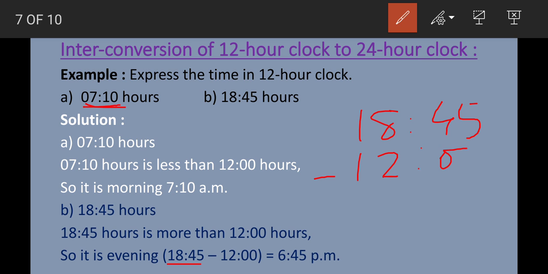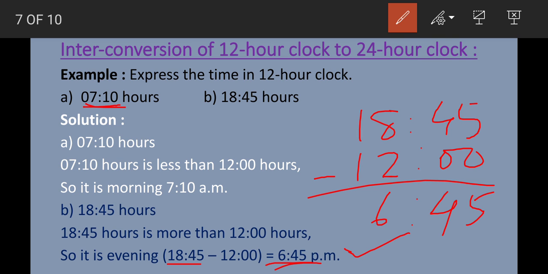If you subtract, 5 minus 0 is 5, 4 minus 0 is 4, next 8 minus 2 is 6, and 1 minus 1 is 0. So here we got 4 hours 45 minutes. That is in evening time. Because we have subtracted, you have to write PM. We have to put PM here.